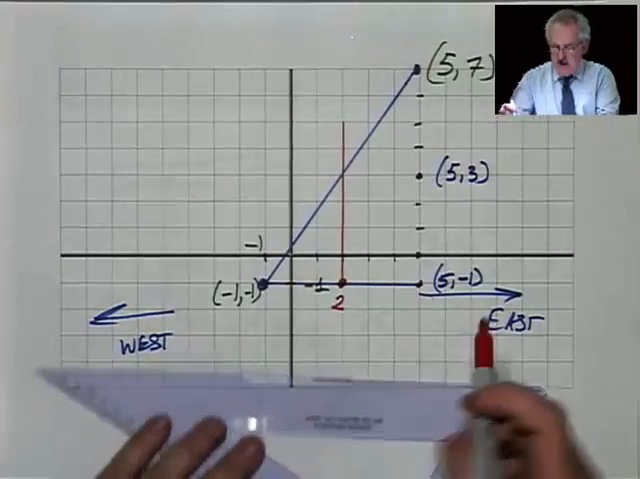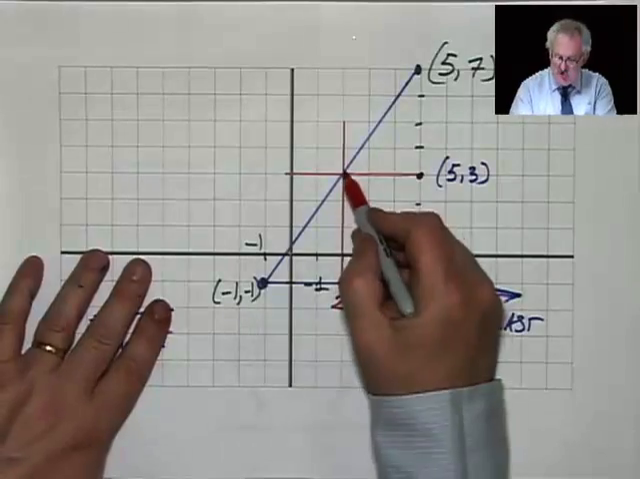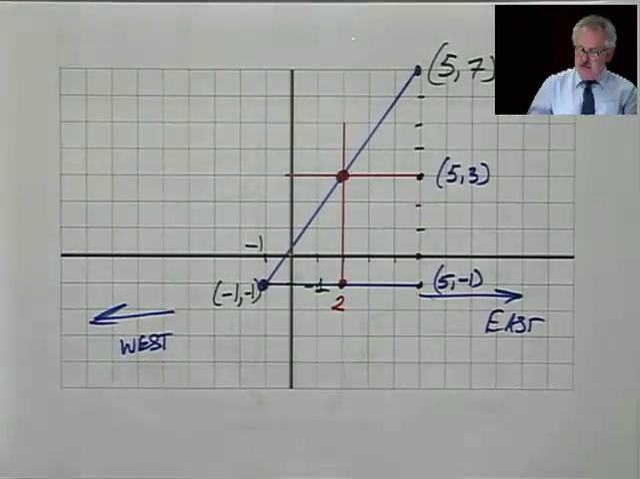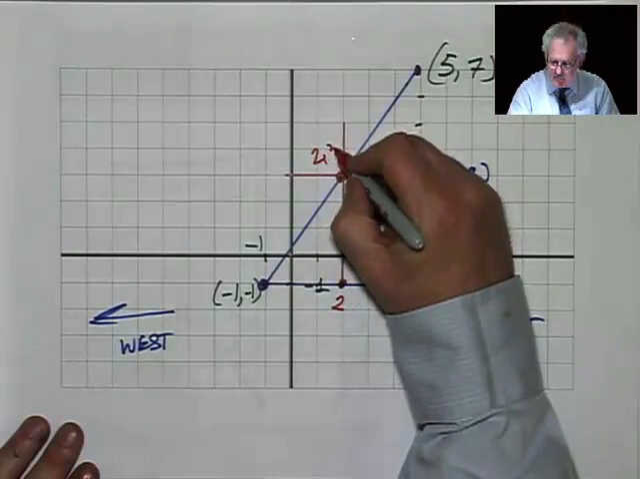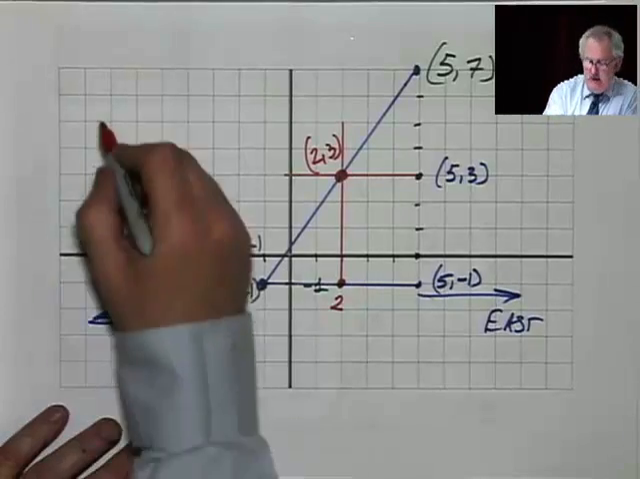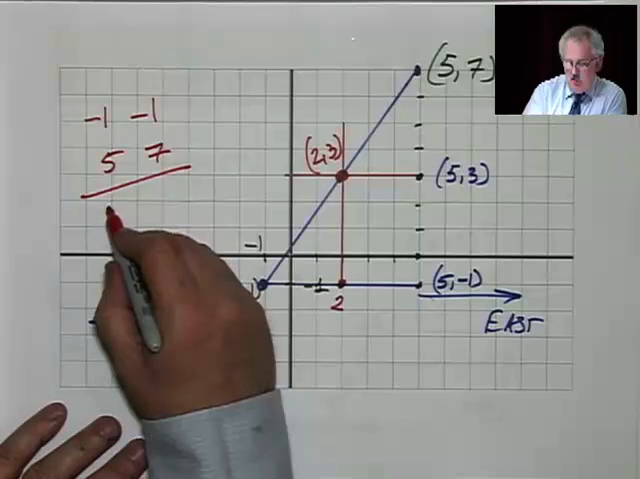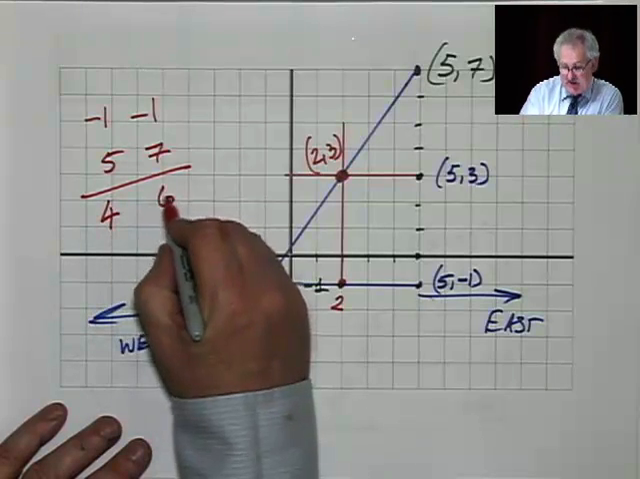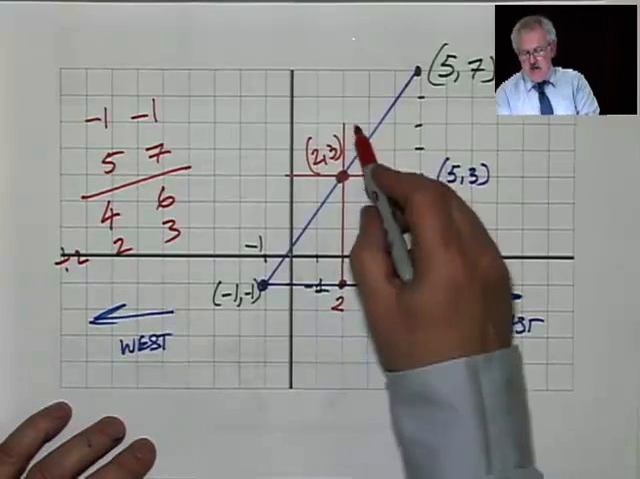And if I cut across at that point and find where they intersect, I get this midpoint, which is 2, 3. And that's the halfway point between those two. It's minus 1 added to 5, giving a total of 4, and 7 added to minus 1, giving 6, divided by 2, 2, 3. That's my midpoint.